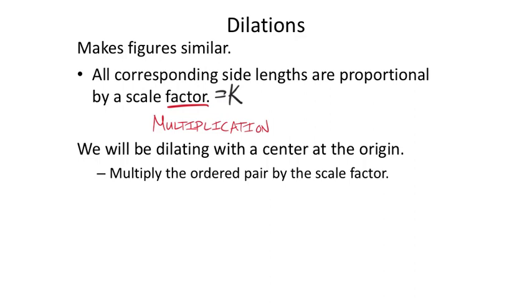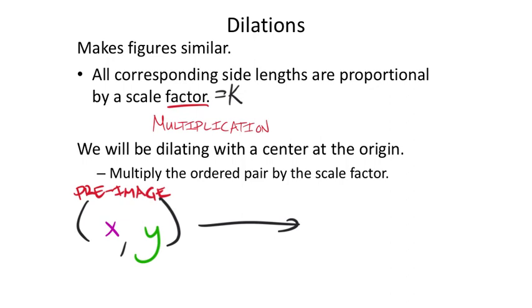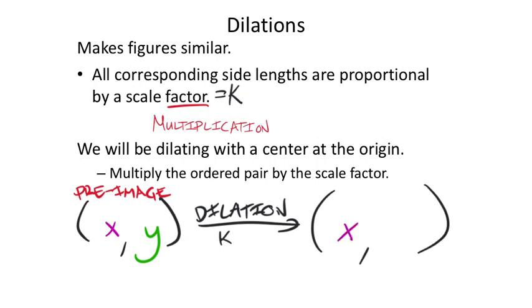That means that the rule for dilations with ordered pairs, so if you have an X value and a Y value, this would be the preimage, and then it undergoes some kind of dilation transformation, which we will be seeing today. Okay, then you will have to know the scale factor, K, and all we're going to do is keep the X where it is and the Y where it is, but I'm going to take those and multiply them by a scale factor K. And this will give me the new image.